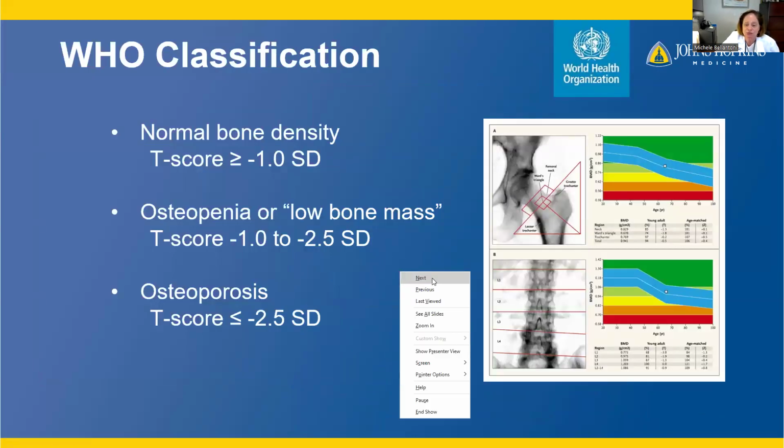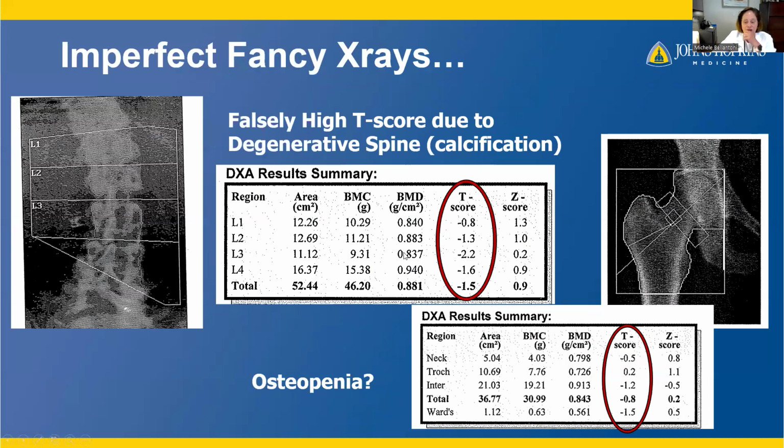Now let's go to this challenge. Here's a spine. What do you see in the scout film? You don't need to be a radiologist to see. Look at this lumbar 4 vertebral body. That's not normal architecture. That's a false reading because of calcium deposits in the joint that brings this lumbar 4 and lumbar 5 together. Totally worthless.